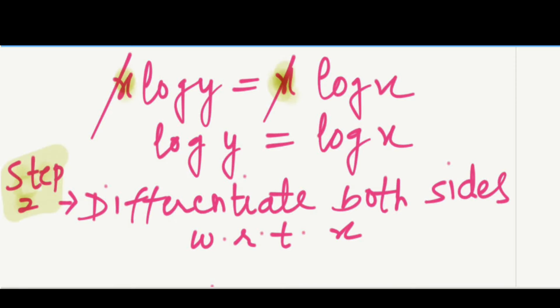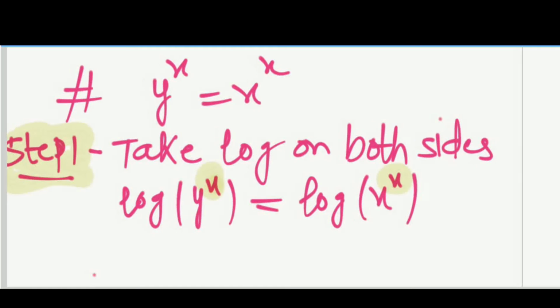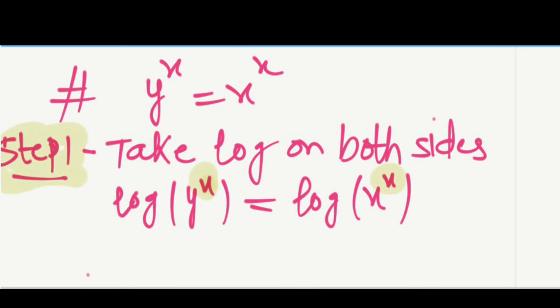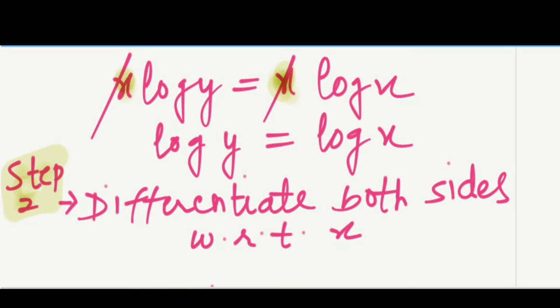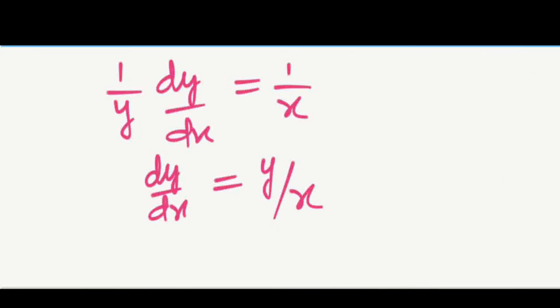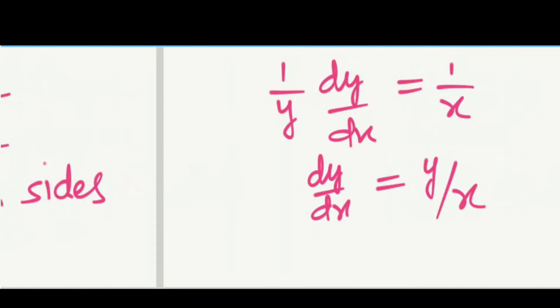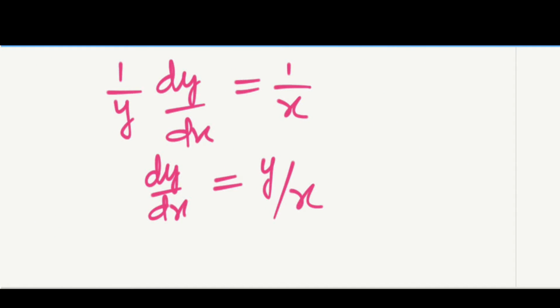So friends, you need to remember these two steps. Step 1, take log on both sides, and step 2, differentiate both sides with respect to the variable. Now here the independent variable is x, so we need to differentiate both sides with respect to x. As you remember, the derivative of log y is 1 upon y into dy by dx, and the derivative of log x is 1 upon x, and so we get dy upon dx equal to y upon x.